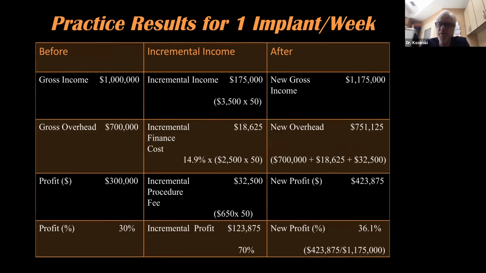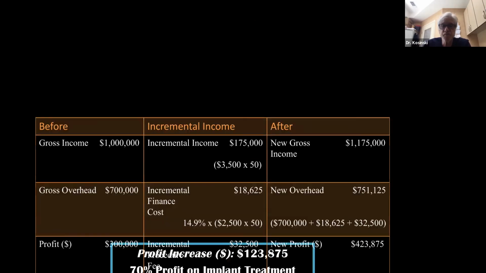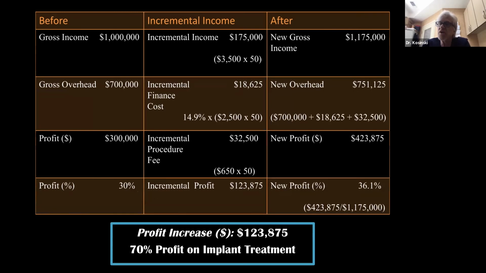This is the most profitable thing you can do in your practice today, doctors. Increasing your revenue $123,000, your profit margin goes from 30% to nearly 40%. That is significant in daily life. And it's a lot of fun to be able to treat our patients. So our profit increased nearly $124,000, and you have a profit margin of about 70% on average with your implant procedures. So be very conscious of that.